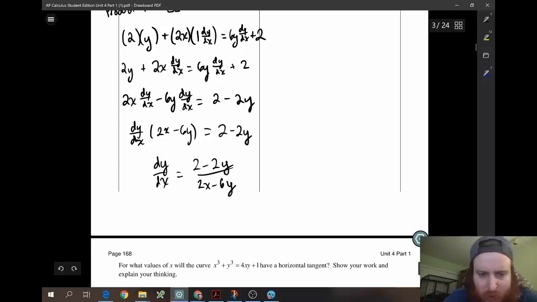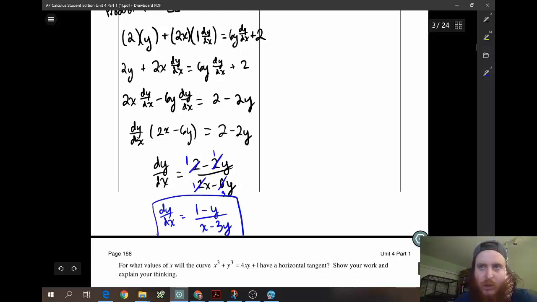Now you can factor out a 2 from the top and the bottom, or you kind of see that a 2 is everywhere. So we're going to cross out a 2. Now when you cross it out, make sure you put a 1 in its spot. So this becomes dy dx equals 1 minus y over x minus 3y. Okay, don't do this whole question right and then mess up because you forgot to write in this 1. I've seen a lot of students do that where they cross out the 2 and they just move it, it's gone. Make sure you put a 1 in its spot.